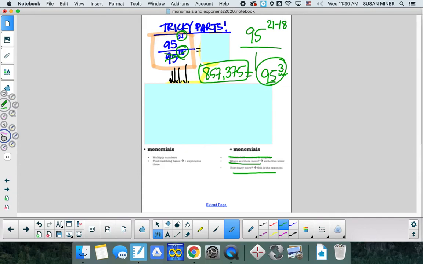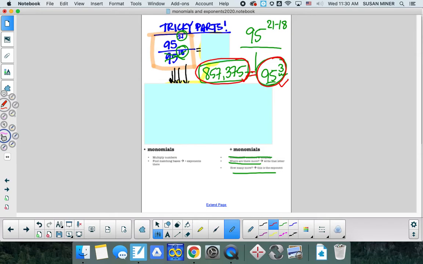So there's my result. Now, Ms. Miner is not going to mark this wrong, and I'm not going to mark this wrong. So either way that you write it, you can write it as 95 to the third. That is a correct answer. And so is 857,375. Those would both be the same thing because these are equal to each other, right? So they mean the same thing.